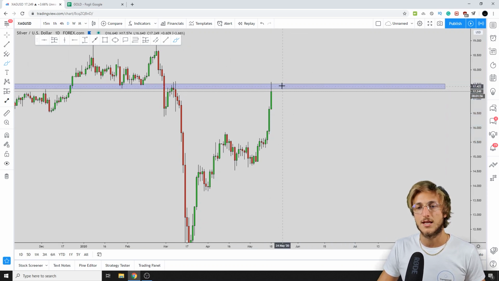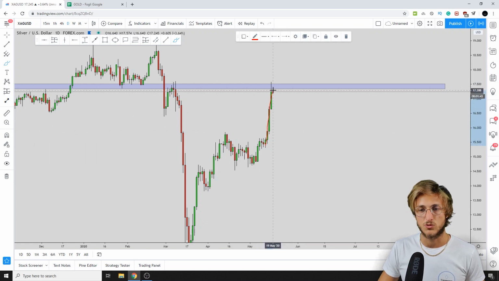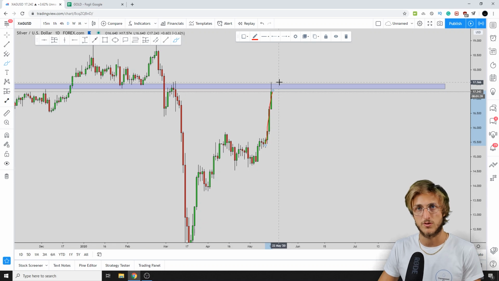So obviously taking a short now would be insane, right? Because clearly we are in a very strong bullish market, but as usual, trading is reactive, it's not predictive. So we had the impulse to the upside. It means nothing. We will wait to see the market start shifting from a bullish market to a bearish market.